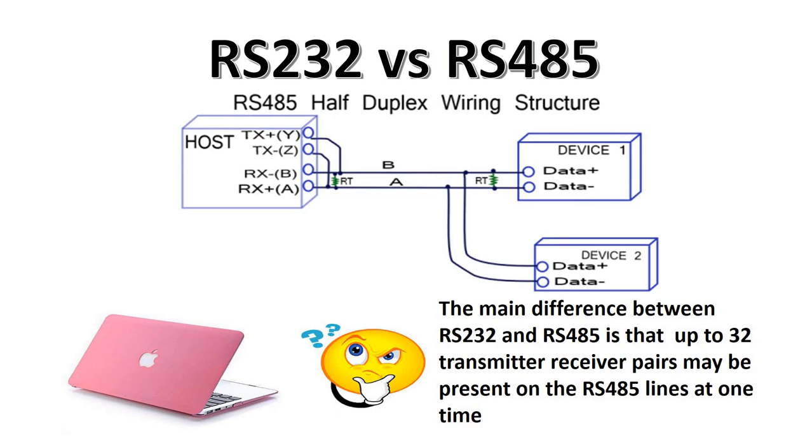Now, previously you have seen many of my lectures on RS232, which was a point-to-point communication, and as I discussed, it was able to communicate within 15 meters or 50 feet, whereas RS485 can accommodate a large number of devices from a host.